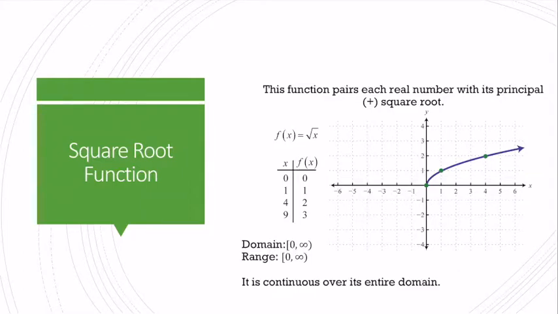So let's talk about what these functions look like. The square root function pairs each real number with its principal square root, okay? So here I have f of x equals the square root of x. If I took the square root of 0, that's going to be 0. If I took the square root of 1, that's going to give me 1. If I took the square root of 4, that'd give me 2, and the square root of 9 gives me 3. My domain is from 0 to positive infinity, and my range is also from 0 to positive infinity.